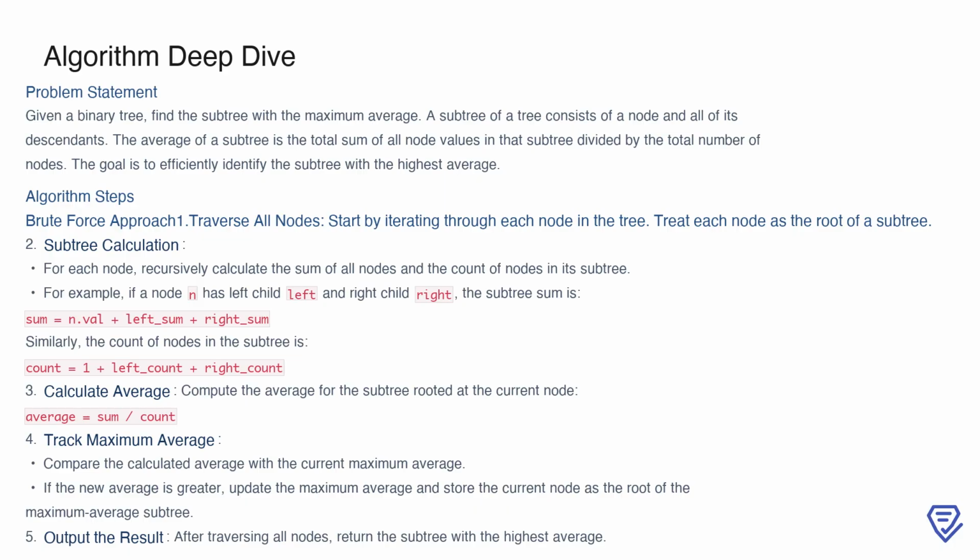Once we have the sum and count, we compute the average for that subtree and compare it with the maximum average encountered so far, updating the result if the new average is higher. At the end of the traversal, we return the subtree with the highest average. While this approach works, it recalculates subtree sums and counts multiple times, making it inefficient for large trees.